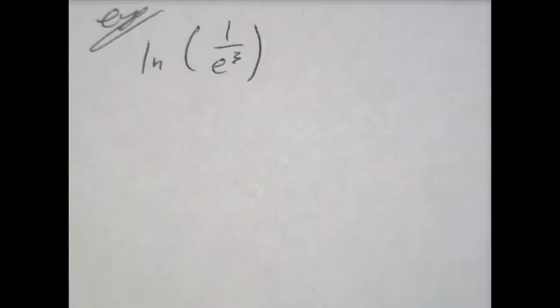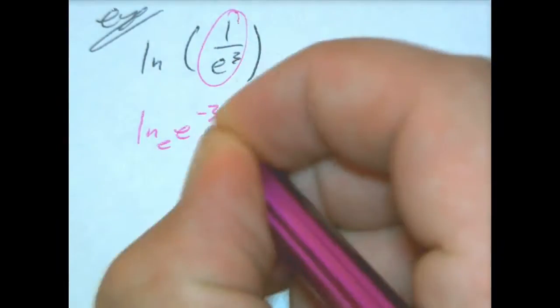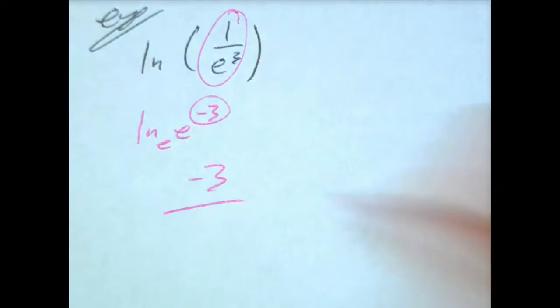Yay, I know my properties. All right, and one like this, you're going to have to bring back a little bit of algebra skills to remember that if you have something like this, you can rewrite this as e to the negative 3 if you move it up top. So you have natural log of e to the negative 3. Your bases are the same, so there's just negative 3. Yay.